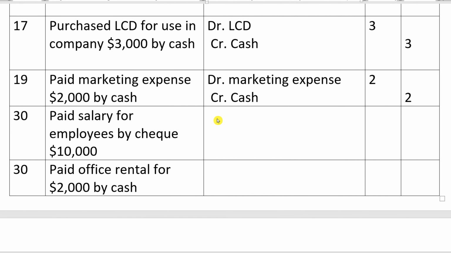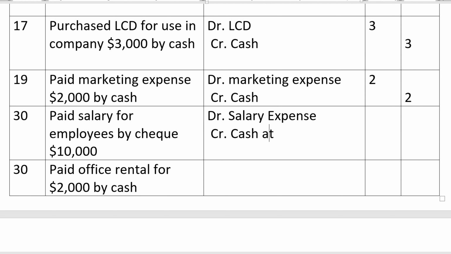And next we paid salary expense for our employees by check, meaning that payment is by bank. Debit salary expense and credit cash at bank, 10,000 and 10,000.